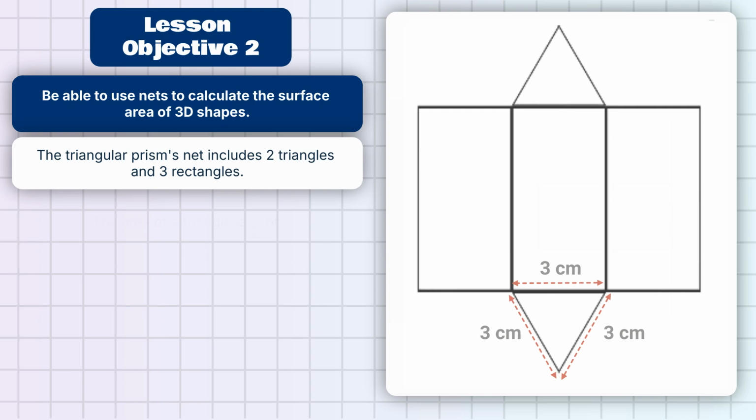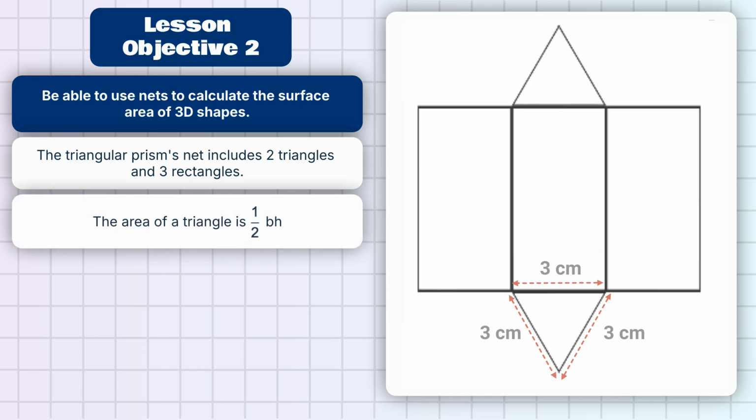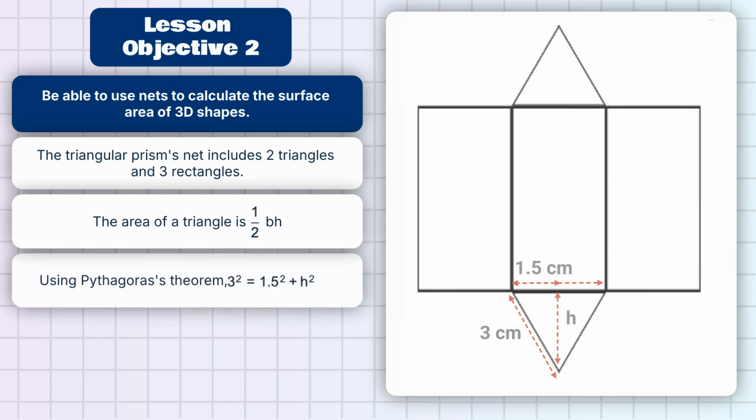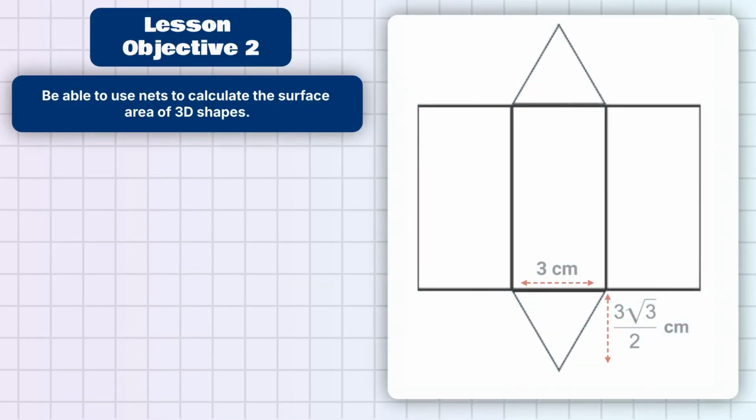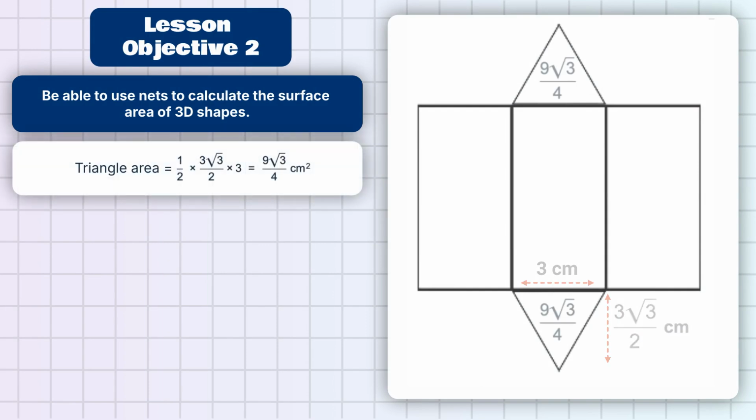Starting with the triangles, we know that the area of a triangle is half times base times height. We know the base, but we need to find the height. Using Pythagoras' theorem, 3 squared equals 1.5 squared plus the height squared. Therefore, the height is equal to the square root of 3 squared minus 1.5 squared, which equals 3 square root of 3 over 2 centimeters. Knowing the height, we can plug this into the triangle area equation to give an area of 9 square root 3 over 4 centimeters squared.